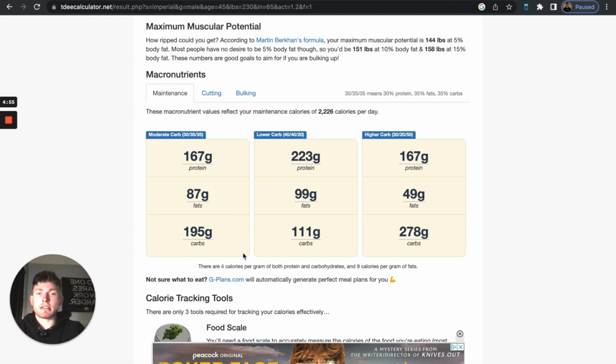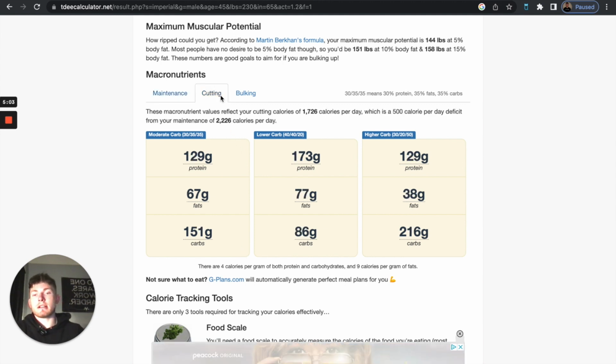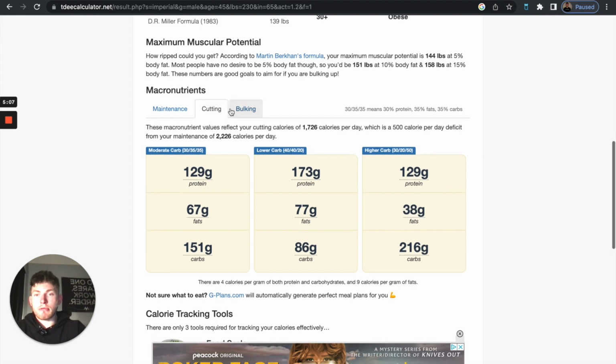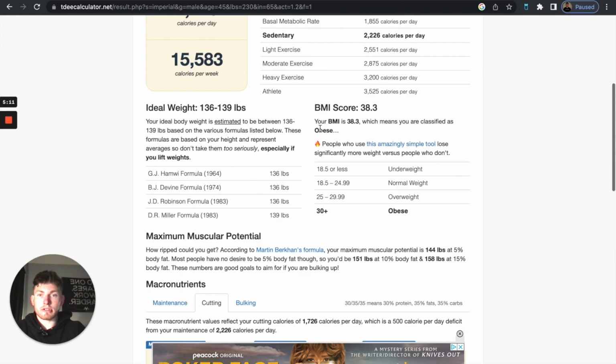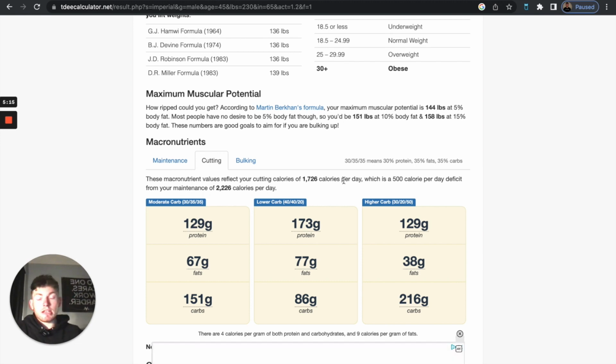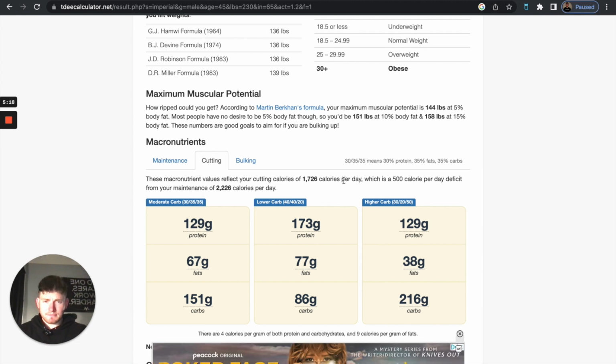I want to lose an excess bit of fat that's hanging off my love handles. So you're going to come here, click on the cutting, and then it's going to come up with the calories as far as cutting goes. They do this in 500 calorie increments. So you do the math.